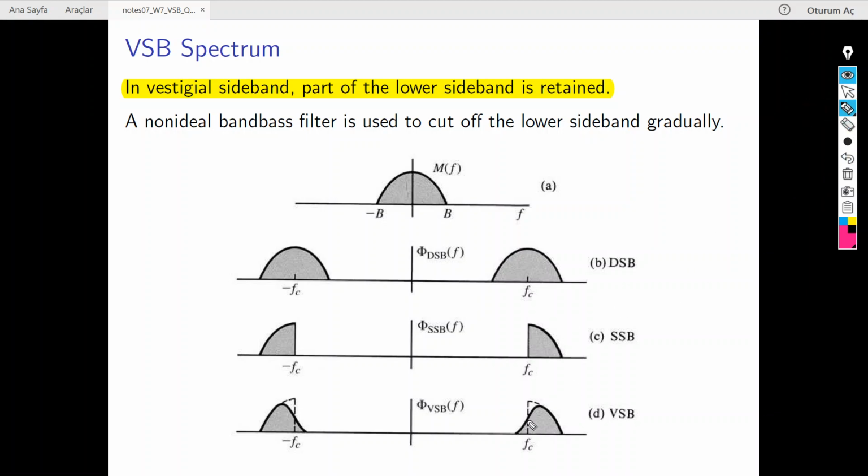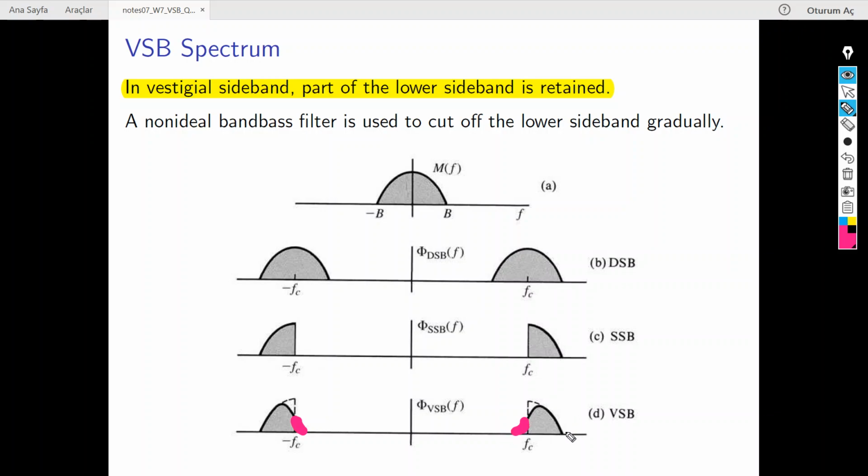Everybody can see this part? Yes, I'm highlighting it. Let me know. Do you see this part? This part, we call it the vestige. This is the vestige. This is the portion of the signal that you cut from the other side.